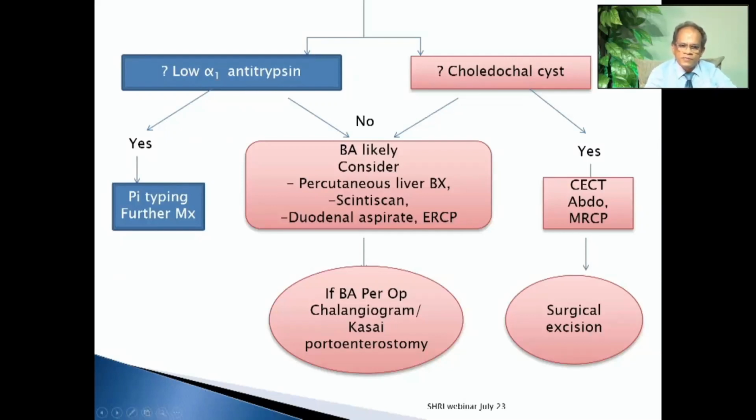And then if you suspect it, you can confirm it with a percutaneous liver biopsy, depending on your histopathological facilities, which have to be there to differentiate neonatal hepatitis from biliary atresia. Then you can do a CT scan or HIDA scan, and also if you put an NG or nasoduodenal tube and aspirate the duodenal contents, and demonstrate that there is no bile in your duodenal aspirate, then you know that there is biliary obstruction.